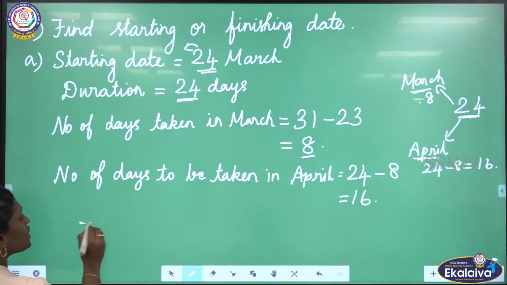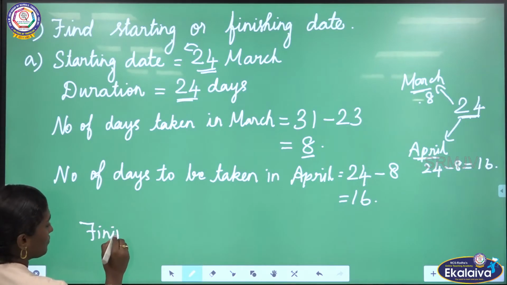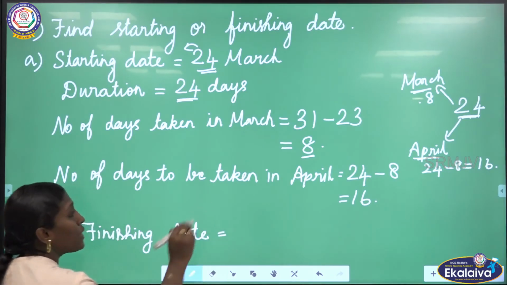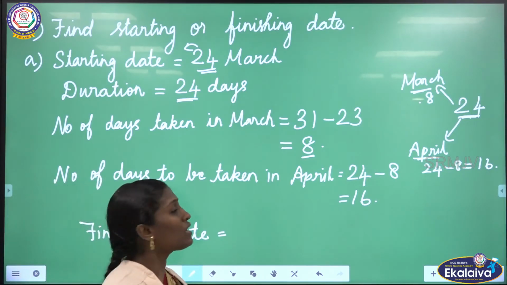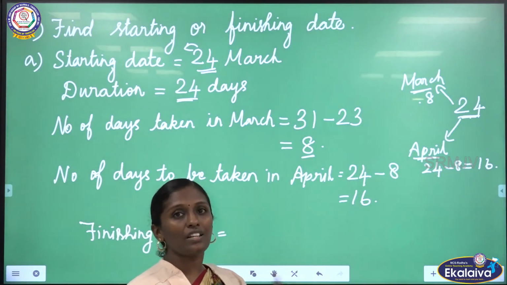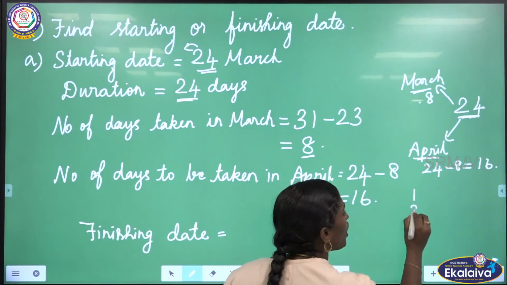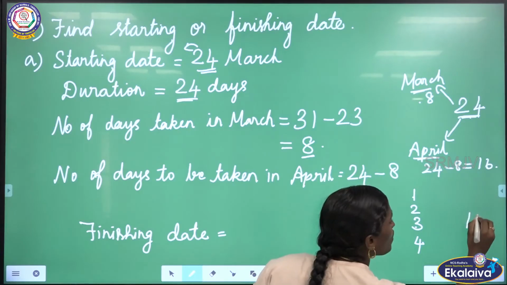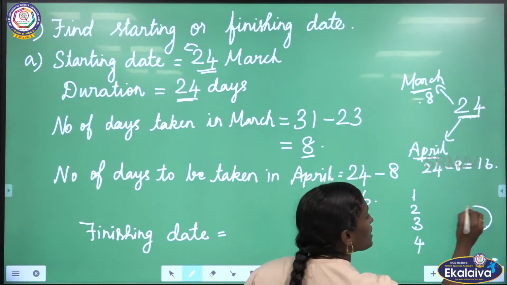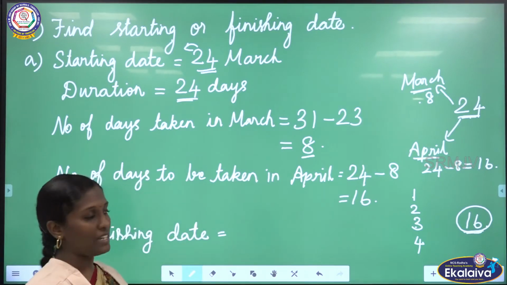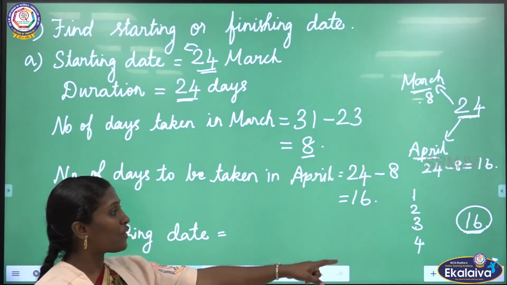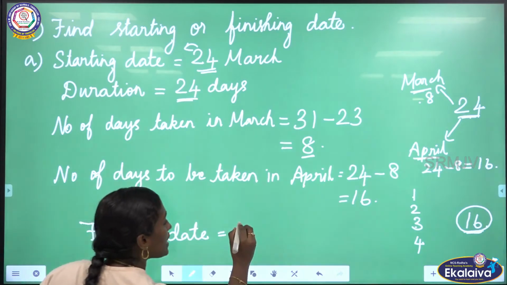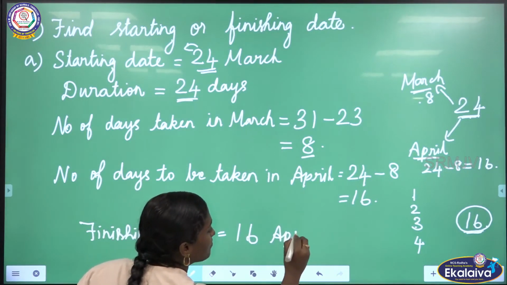Now we have to find out the finishing date. Okay, by counting forward, we are going to find out the date. Here 16 days are there in April month. So from 1, we have to count 16 days. April 1st, April 2nd, April 3rd, April 4th, like that. We have to count up to 16 days. The 16th day is April 16. By counting forward, we will get 16th April as the 16th day. So the finishing date is 16th April.